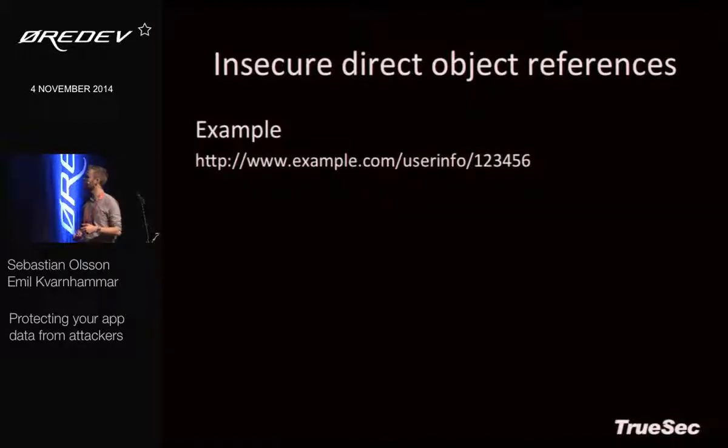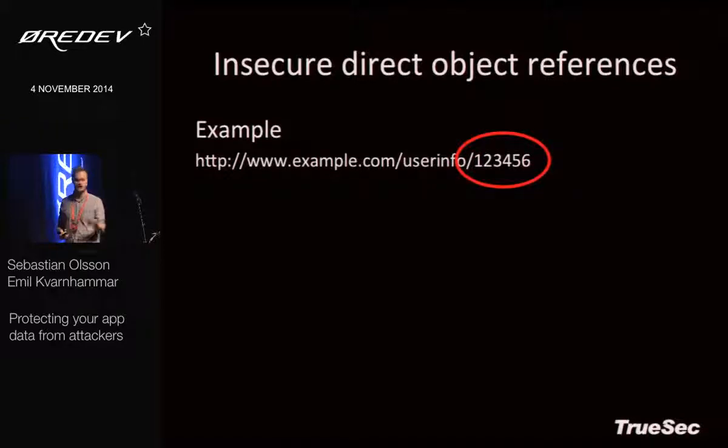So this is an example. I'm user 123456. I'm going to view my user info on this web page, example.com. That's Swedish there. So this is my user ID. Maybe it's some sort of database ID or something like that. And there are a bunch of problems with the interface, or perhaps at least what it allows me to do.